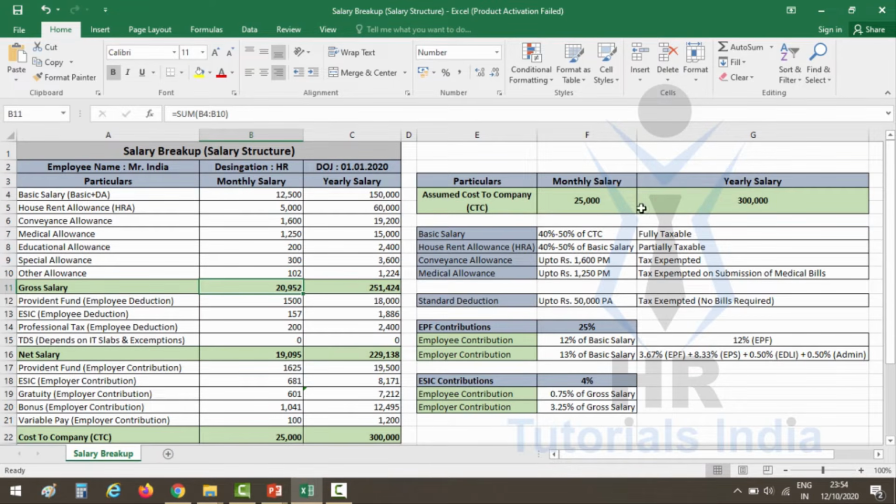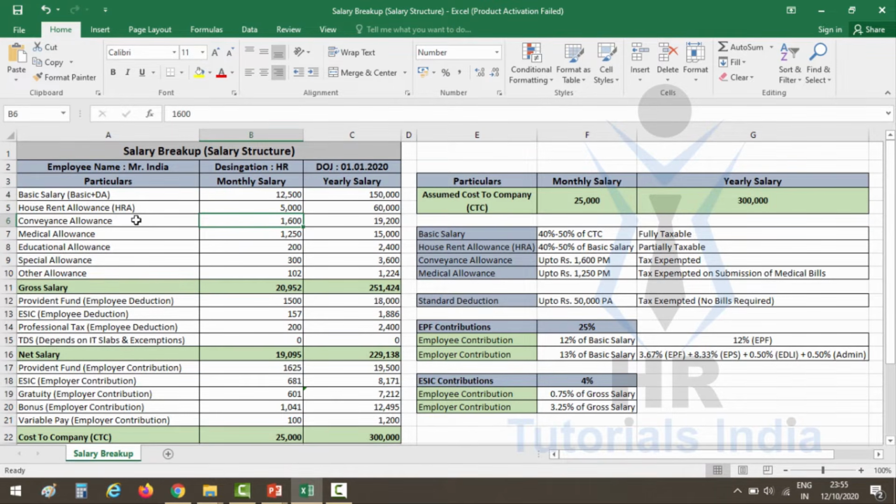I have taken the salary as 25,000. Basic is 40 to 50%, wherein I have taken 50% of CTC. So here I have taken CTC as 25,000. Here I have put the formula like 50% into F4. So basic is 50% of CTC and HRA is 50% or 40% of basic salary. Here I have taken a non-metropolitan city. So I have taken 40% of basic salary, 40% of B4. B4 is nothing but basic salary.